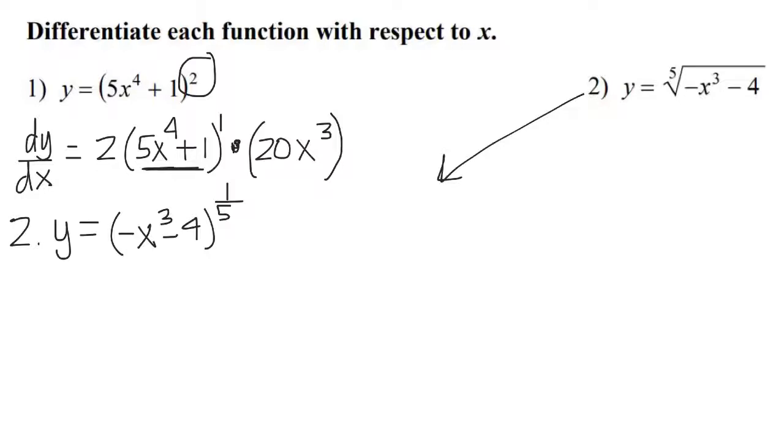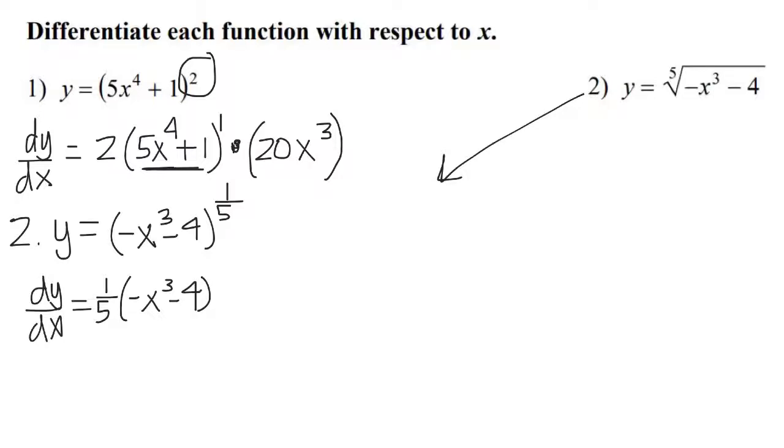Okay, now we repeat our process that we did in number 1. So we have dy/dx equals, okay, and so our first derivative, we're going to do 1/5 times, and then everything inside the parentheses just comes down.